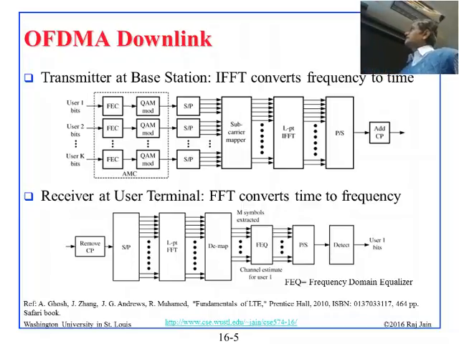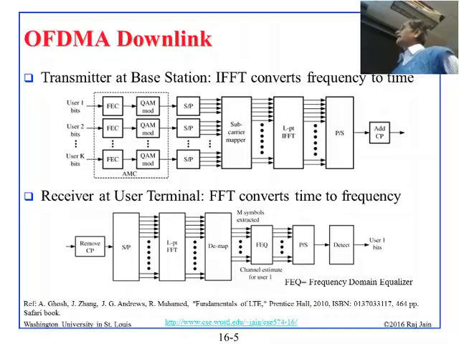So at the base station, these bits are going to user 1, these bits are going to user 2, these bits are going to user K. Each user's bits go through coding, FEC, forward error correction coding. That is where we add more bits so that if something happens, we can correct it. After that, we do the QAM modulation.